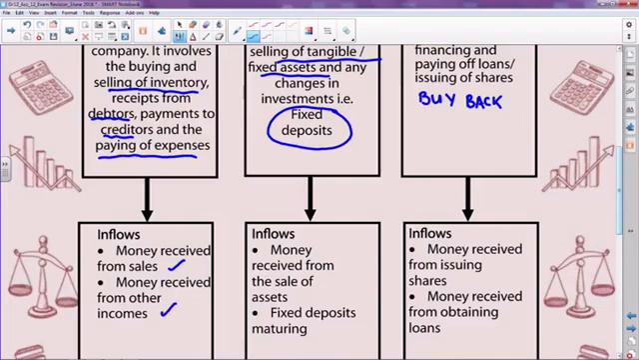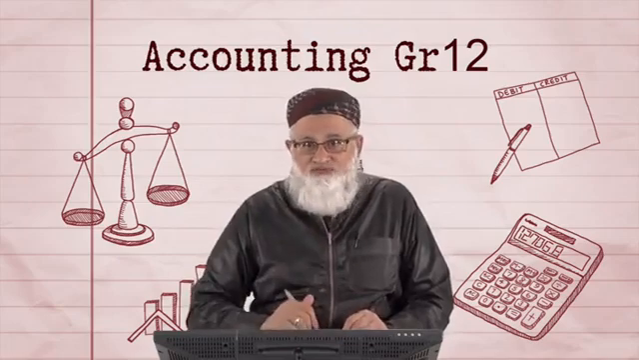Okay, when it comes to inflows with regards to our investing activities, what are the items that we have? We have monies received from the sale of the asset. In other words, and this is important, please make a mental note of this here. We're looking at the proceeds of our disposal. In other words, at what price did we sell that asset for?